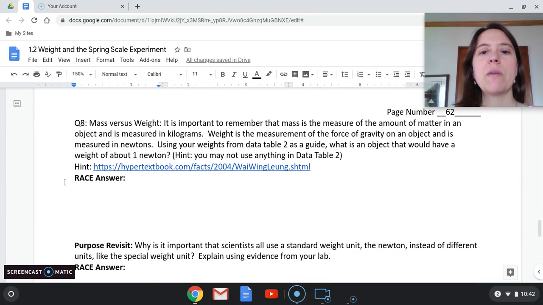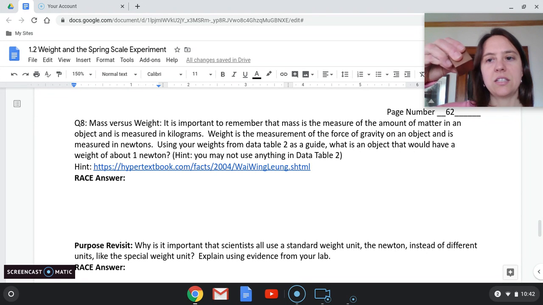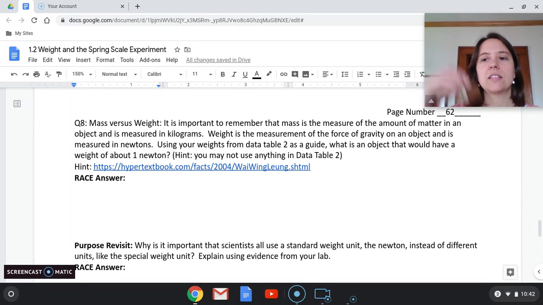It is important to remember that mass is the measure of the amount of matter in an object, and it is measured in kilograms. Weight is the measurement of the force of gravity on an object, and it is measured in newtons. Mass and weight are different. Even though we often, in common language, use them interchangeably, they are not the same. So mass is the amount of stuff in this or anything, and weight is the force of gravity on this.